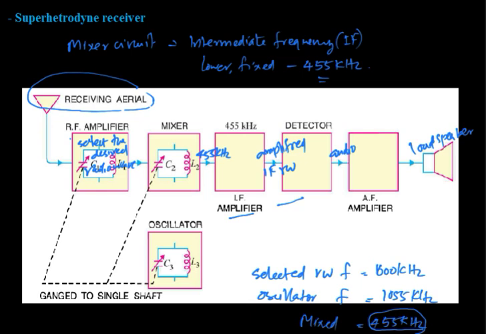This superheterodyne receiver overcomes the limitations of the straight radio receivers, like sensitivity and selectivity. It has improved selectivity and better sensitivity, and it produces very high radio frequency amplification. So this type of receiver is used in radio communication systems nowadays.